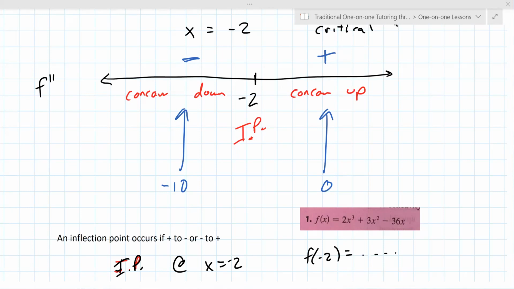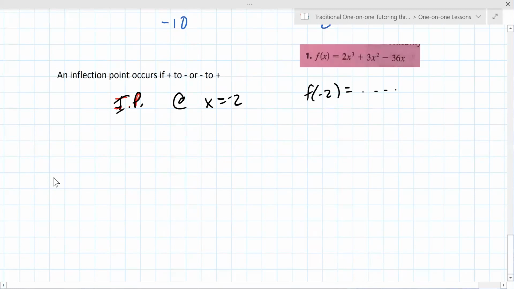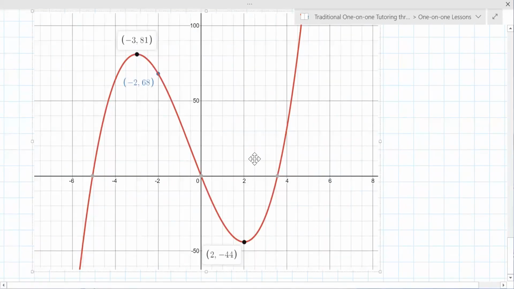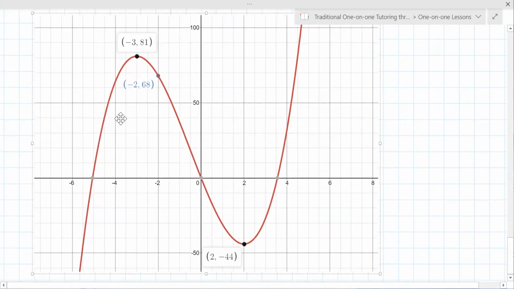Okay, so here's the graph of this function, and it's everything we just said. It's increasing up to -3. It's increasing from 2 to infinity. It has a max at -3. It has a min at 2, and there's the y value, and then this inflection point is at 68.